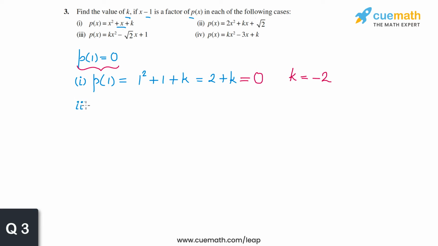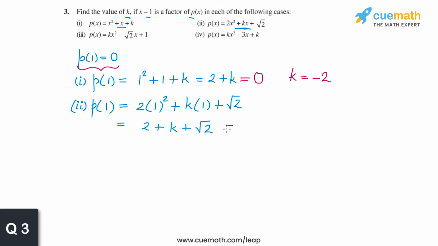In the second part, let's calculate p of 1 again. So p of 1 in the second case will be obtained by substituting x equal to 1 into the second polynomial, 2x square plus kx plus root 2. So that is equal to 2 times 1 square plus k times 1 plus root 2. So this is equal to 2 plus k plus root 2, and again this has to be equal to 0, which means that k in this case will be minus 2 minus root 2. So this is the value of k in the second part for x minus 1 to be a factor of p(x).